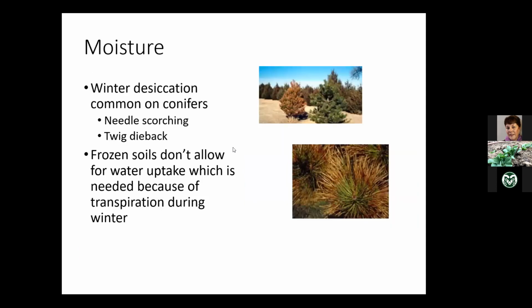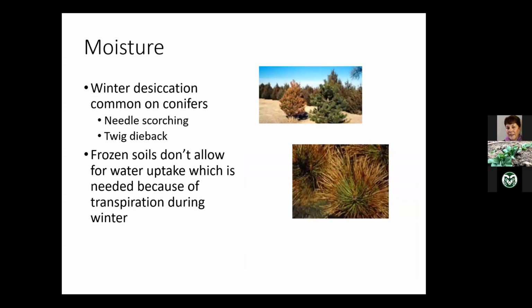So moisture can also be a problem in the wintertime. It's pretty common on conifers to have winter desiccation. That's because the wind comes along and sucks all the moisture out of the needles, and it causes huge problems. And our soils can be frozen, and if the soils are frozen, we can't do winter watering. If they're not frozen, we could do winter watering, but oftentimes people don't do it as often as they should. And so we see damage associated with needle scorching and twig dieback.